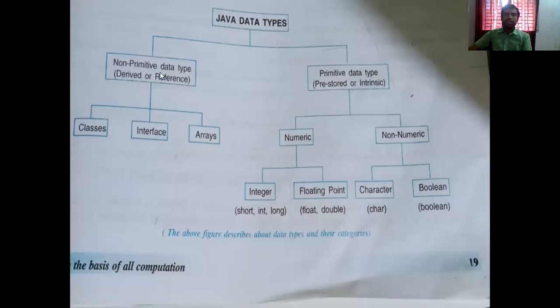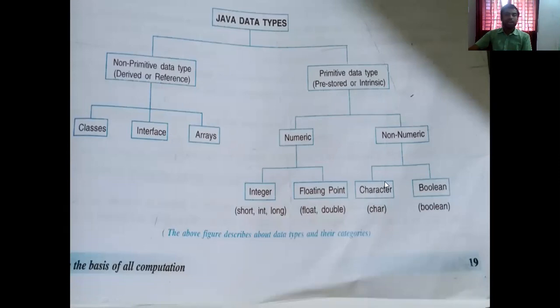Java data types have been categorized into two categories: non-primitive and primitive. Under non-primitive we have classes, interface, arrays. Primitive data type is again divided into two categories: numeric and non-numeric. Under numeric we have integer and floating point, and under non-numeric we have character and boolean.